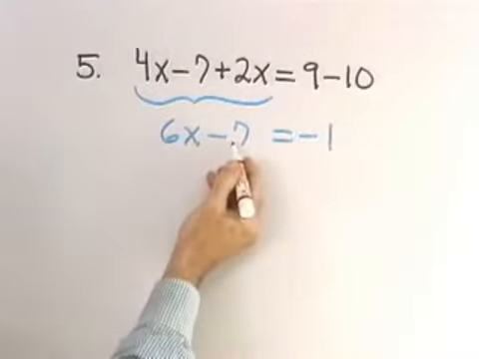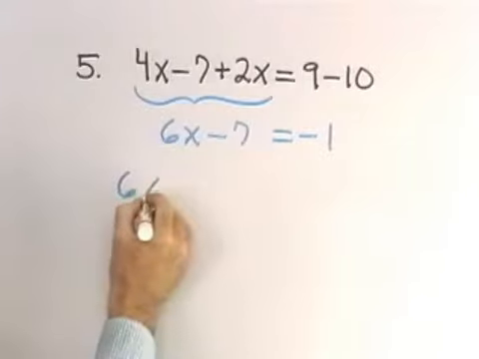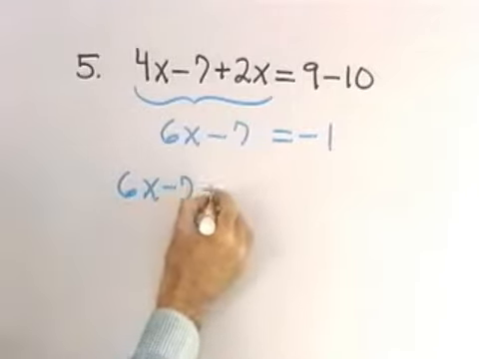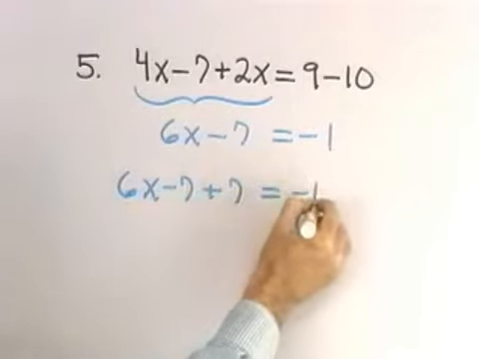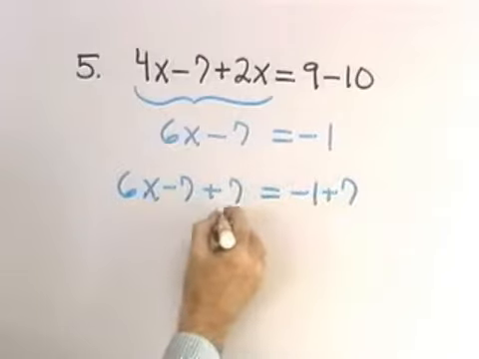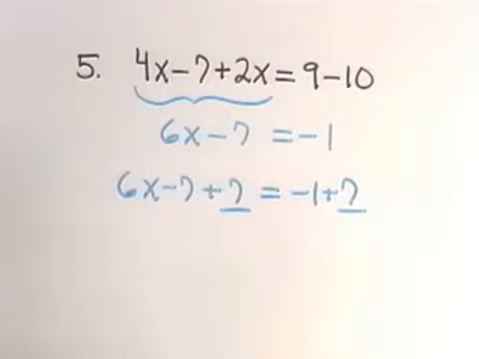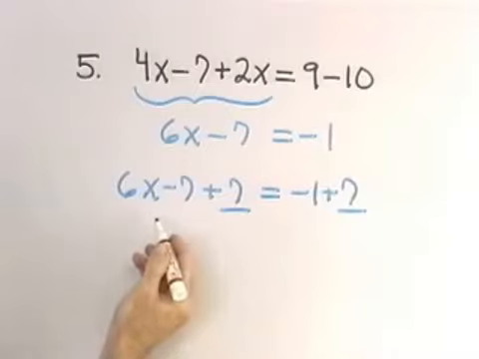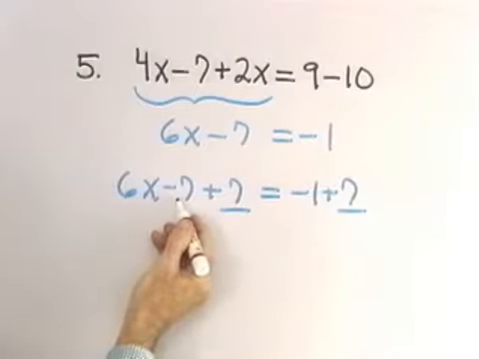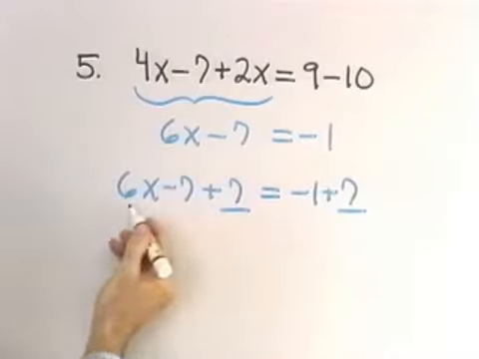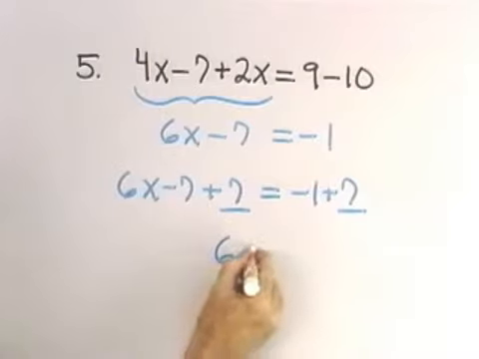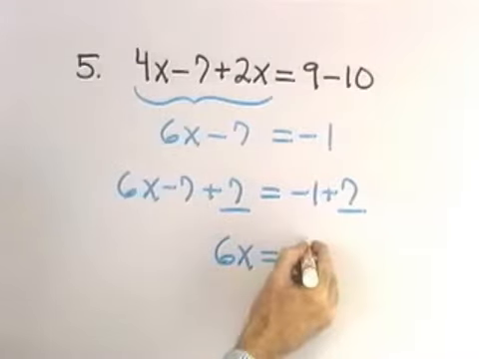I'm going to get rid of my negative 7 first with addition. 6x minus 7 plus 7 is equal to negative 1 plus 7. So whatever I add to one side, I add the same thing to the other side. That's the addition property. 6x plus negative 7 plus positive 7 is 6x plus 0, which is 6x. And on the right side, I have 6.